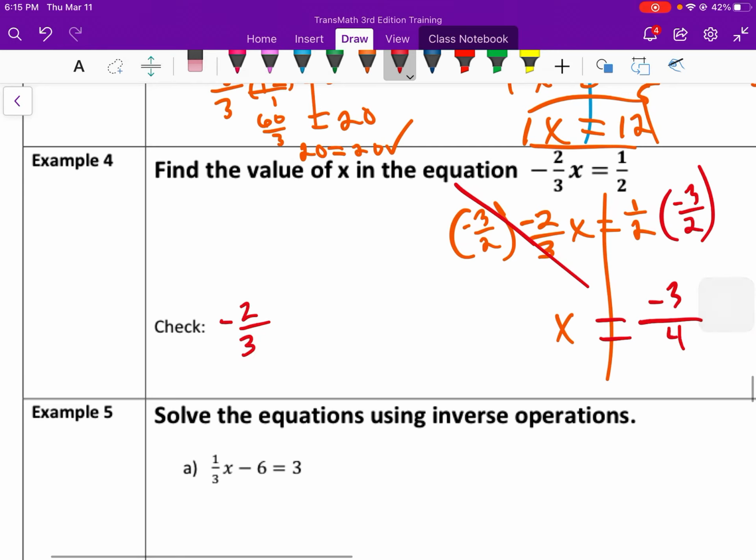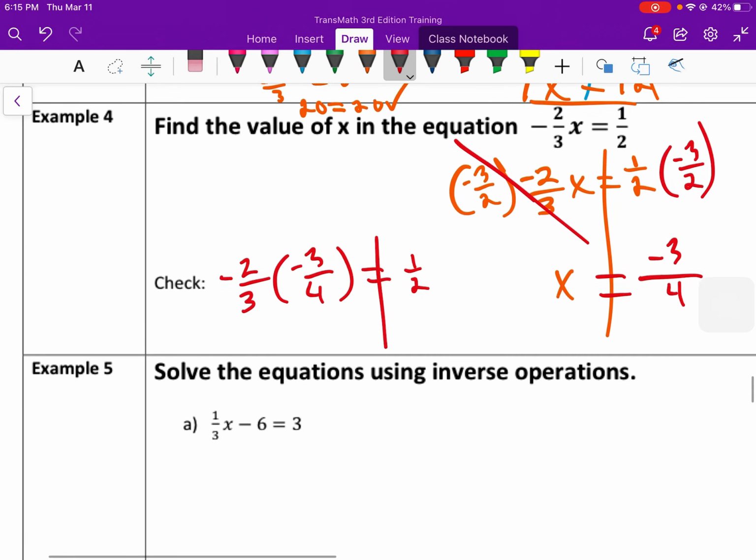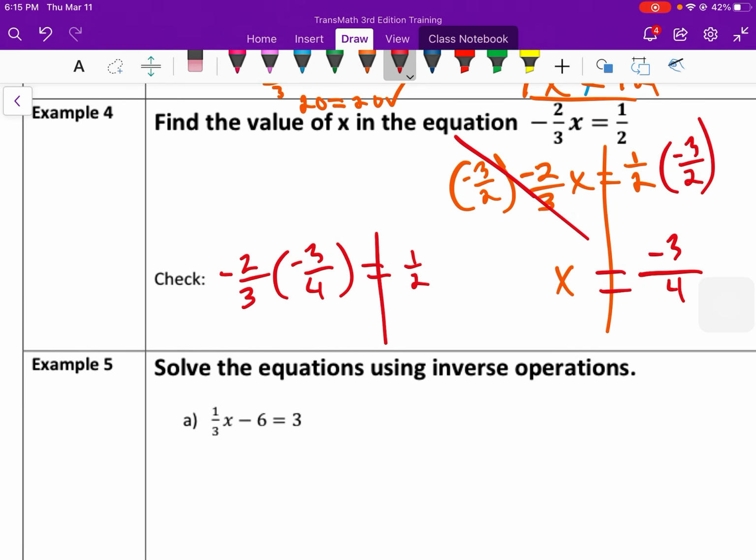So let's check that. Negative 2/3 times negative 3/4, and it should equal 1/2. Negative 2 times negative 3 is going to be a positive in the numerator. That's going to be a positive 6. In the denominator, it's 3 times 4, which is 12. And 6 over 12 simplifies. That does simplify to half.